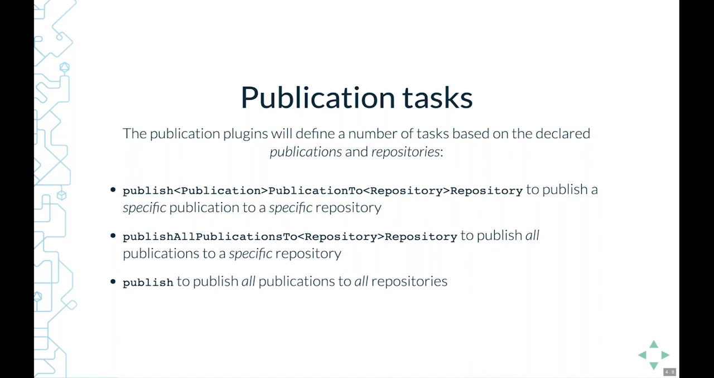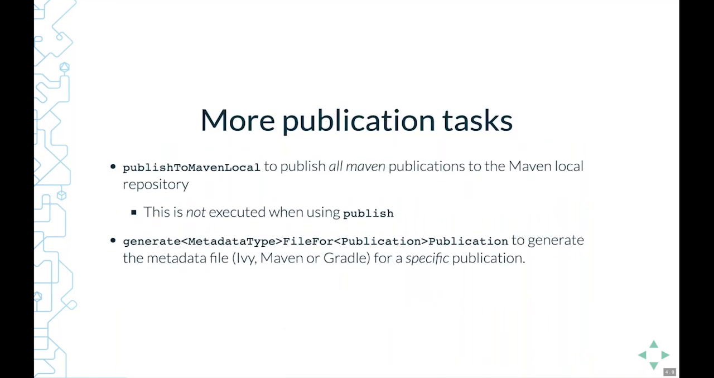We can have multiple publications. So if you do, there's a publish all one. And in general, publish is going to publish all the publications to all the repositories if you have multiple repositories. Maven local is a bit special, so it's a task that is handled differently in Gradle. You have a task called publish to Maven local, which is actually going to populate the local .m2 repository that you have on your laptop. This can be useful in some integration process that we're going to discuss later.